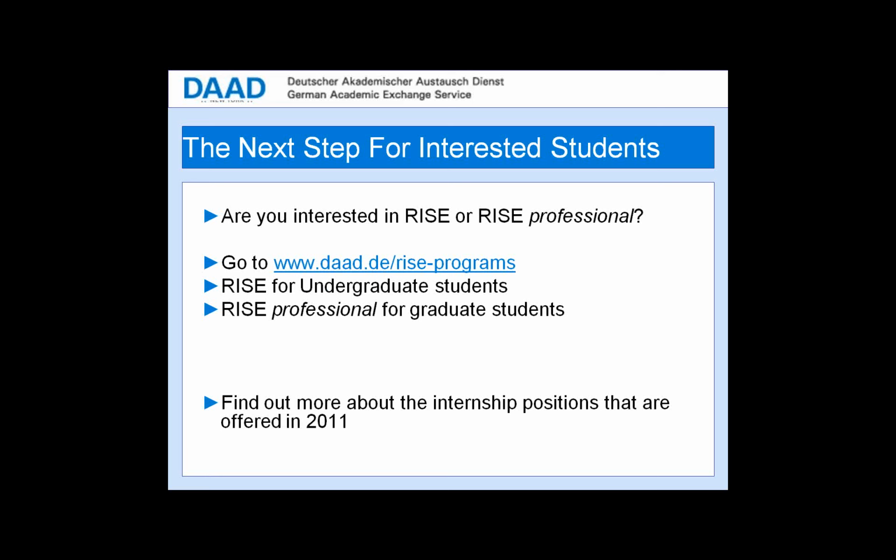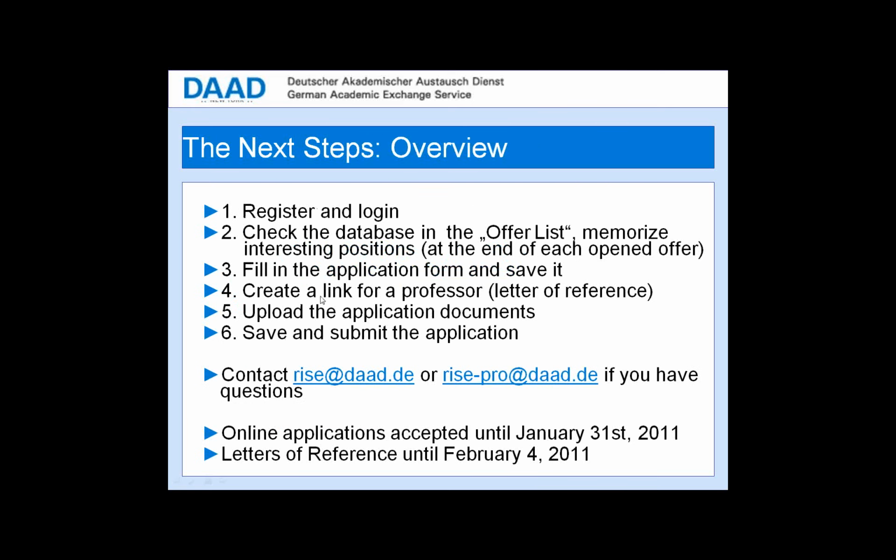So this is the short overview of the programs, and now I would like to give some information about the application process and about applying through the database. If you're interested in RISE or RISE Professional, please go to the RISE programs website. There you will find RISE for undergraduate students and RISE Professional for graduate students. So you go to the program you are interested in to find out more about the internship positions that are offered. On the website, this slide shows a short overview of the application process, which you can look at later when you read the presentation again, perhaps.